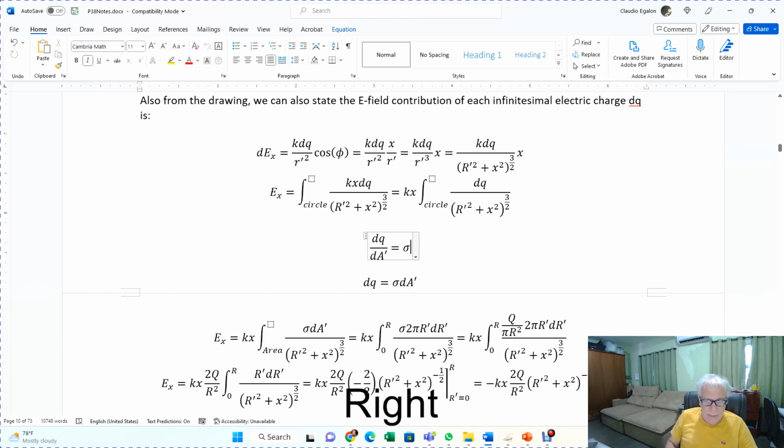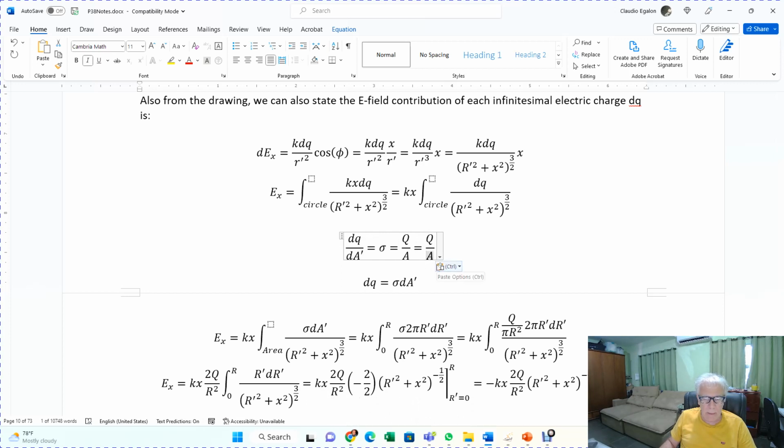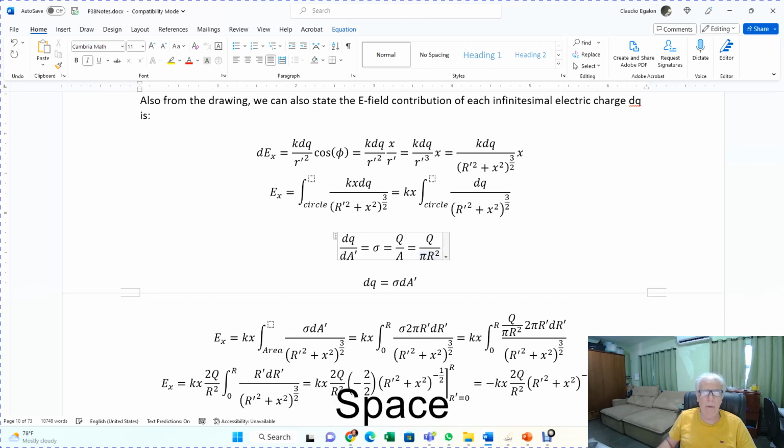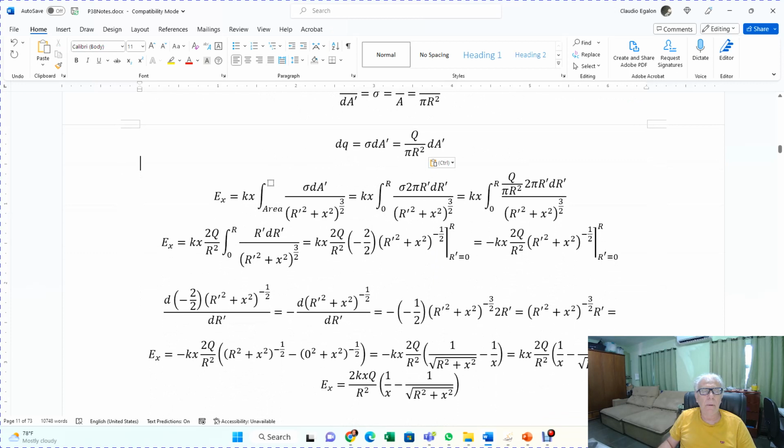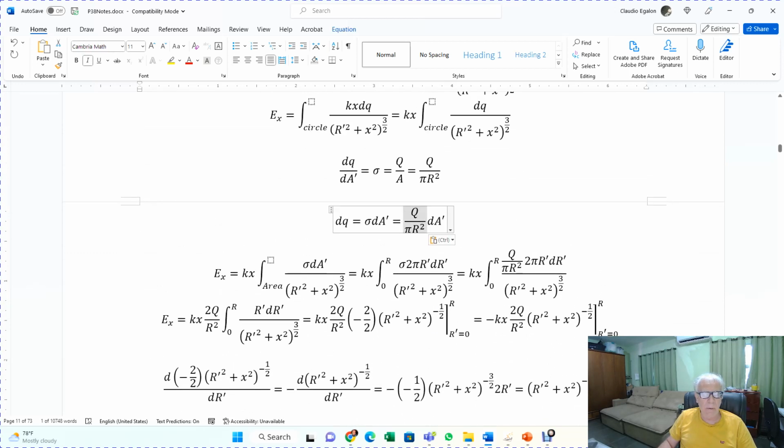Don't forget that sigma in this case is going to be what? It's going to be big Q over the area of the circle, which, by the way, is going to be pi capital R squared. We write this sigma as what we saw here before, and we can start integrating, right? I will substitute that here later on in this integral.